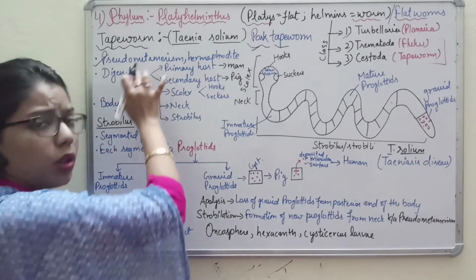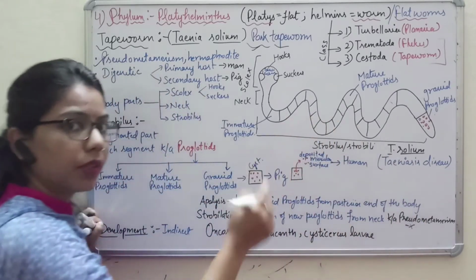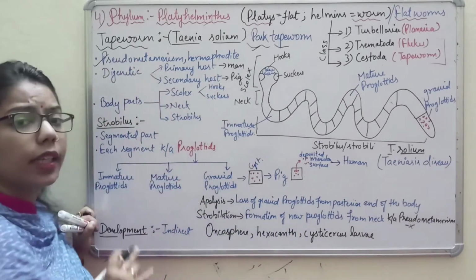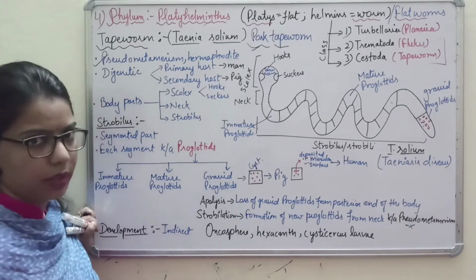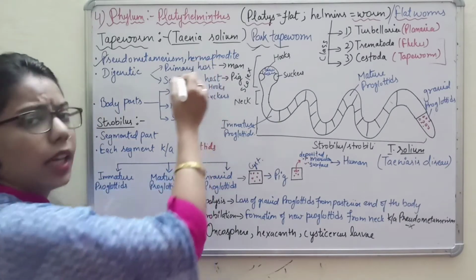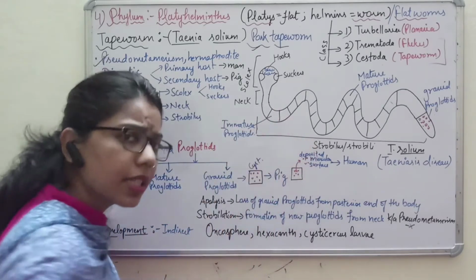Why are we saying it is false? We will discuss it later on; here I have written the reason. So the important thing about these tapeworms is that they have pseudometamerism. Okay, and these are hermaphrodite, because both male and female sexes are present in the same one.